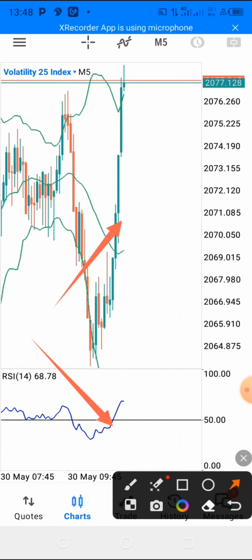Then when are we going to exit? We have two options.